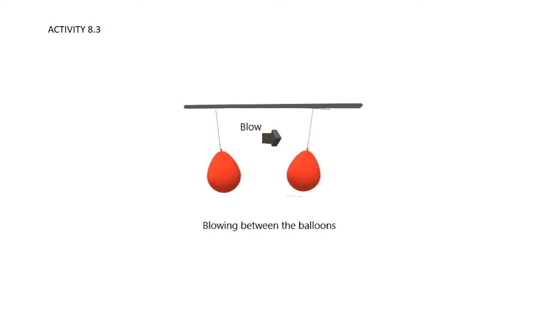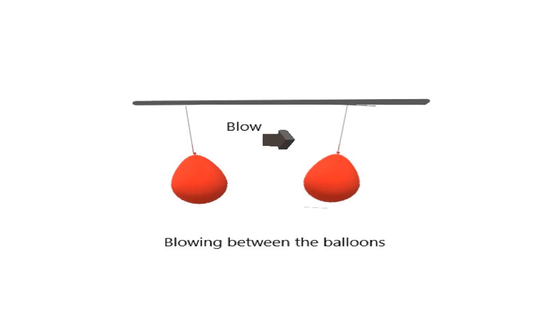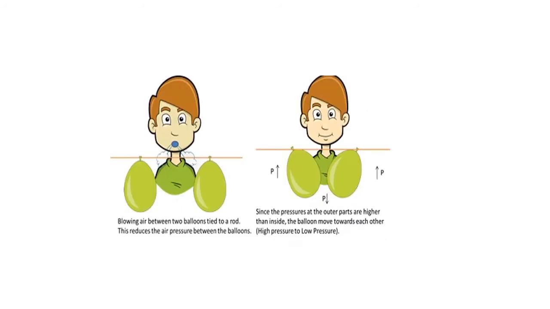Hang the balloons 8 to 10 cm apart on a stick and blow in the space between the balloons. You can see the space between the balloons. You have to blow in that space. So what do you find if you blow? So you can see blowing air between the two balloons tied to a rod.